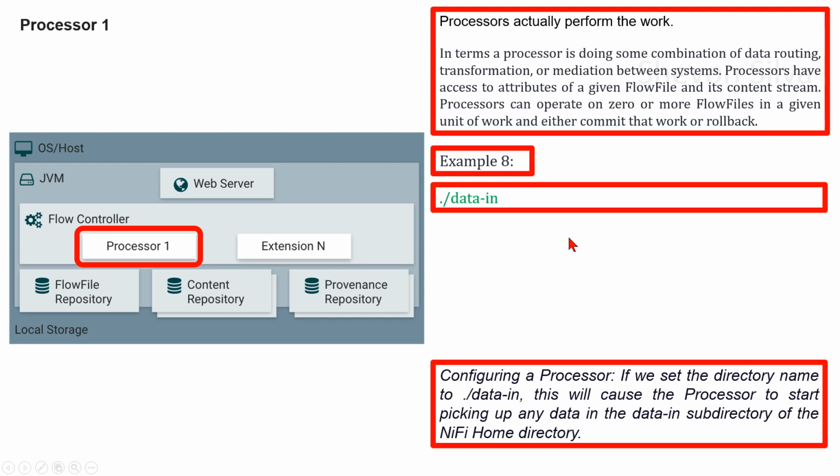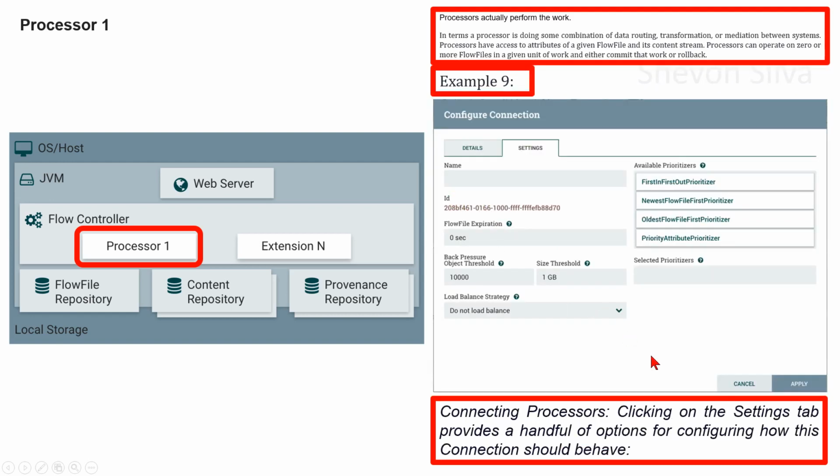if one exists, the information about whether or not the property supports the expression language, and previously configured values for this property. In order for this property to be valid, create a directory named data-in in the NiFi home directory and then click the OK button to close the dialog. Now we are considering connecting processors. Clicking on the Settings tab provides a handful of options for configuring how this connection should behave.